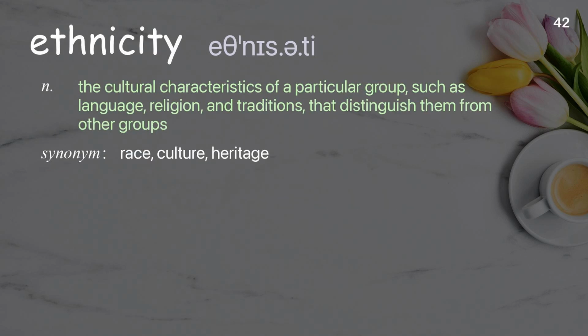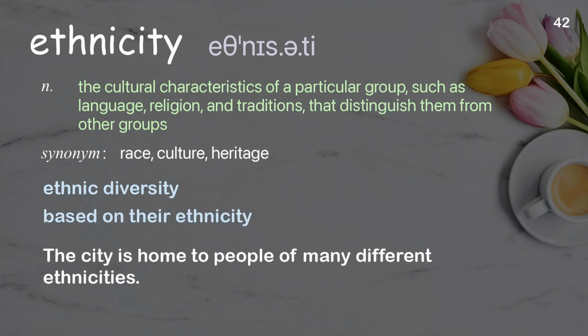Ethnicity. The cultural characteristics of a particular group, such as language, religion, and traditions, that distinguish them from other groups. Examples: Ethnic diversity. Based on their ethnicity. The city is home to people of many different ethnicities.